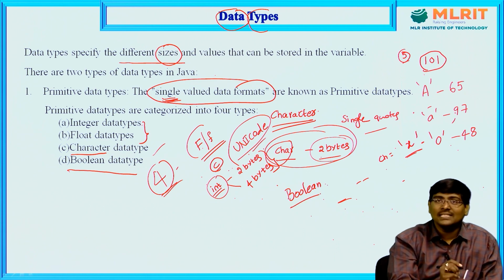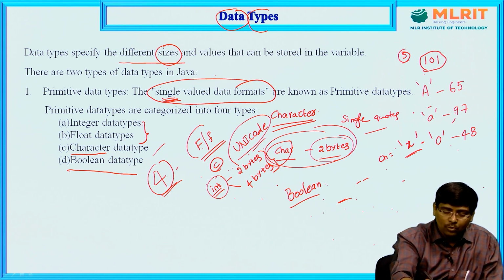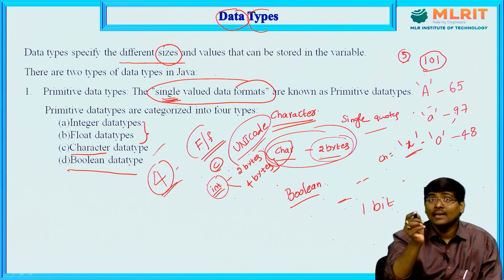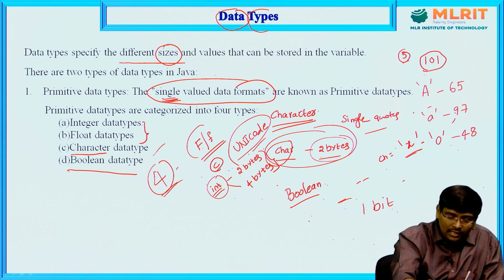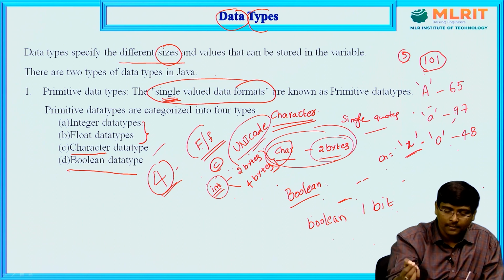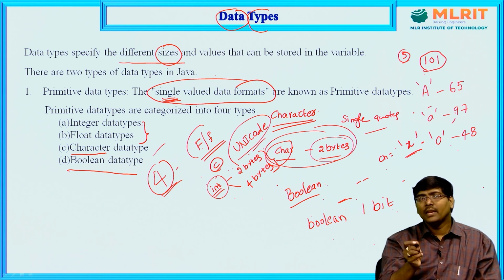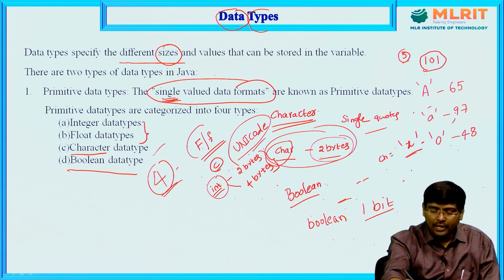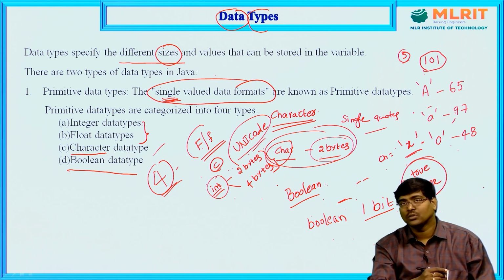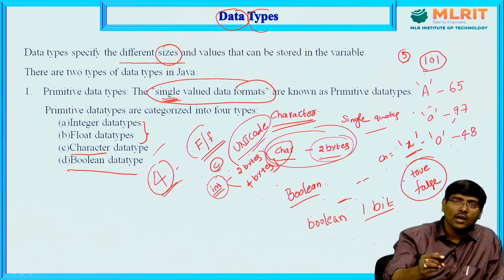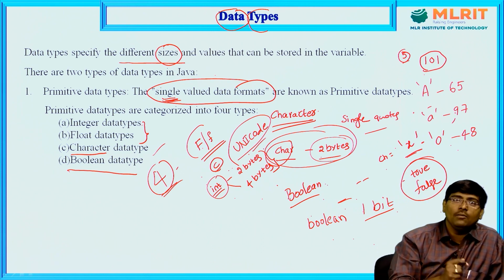So what is the size? The size of Boolean is 1 bit. Remember, the size of Boolean is not a byte, it is a single bit. The data type name is boolean, with a small b. Boolean means the result is 1 bit, it stores either true or false. The two possible values stored under boolean are true or false.